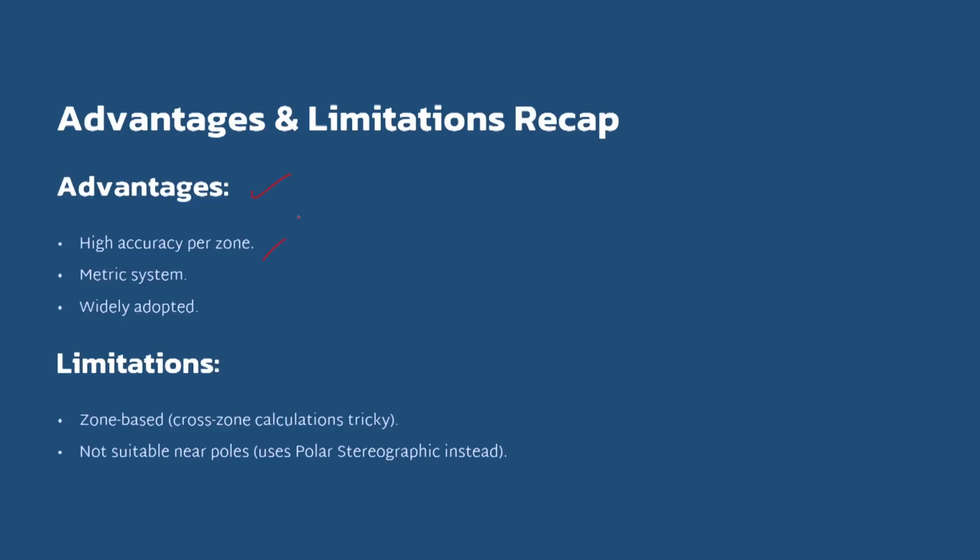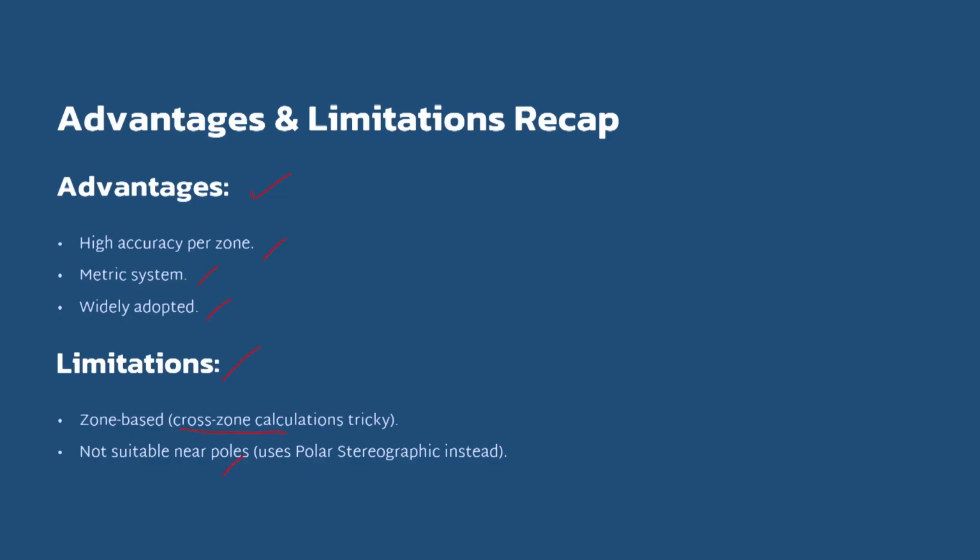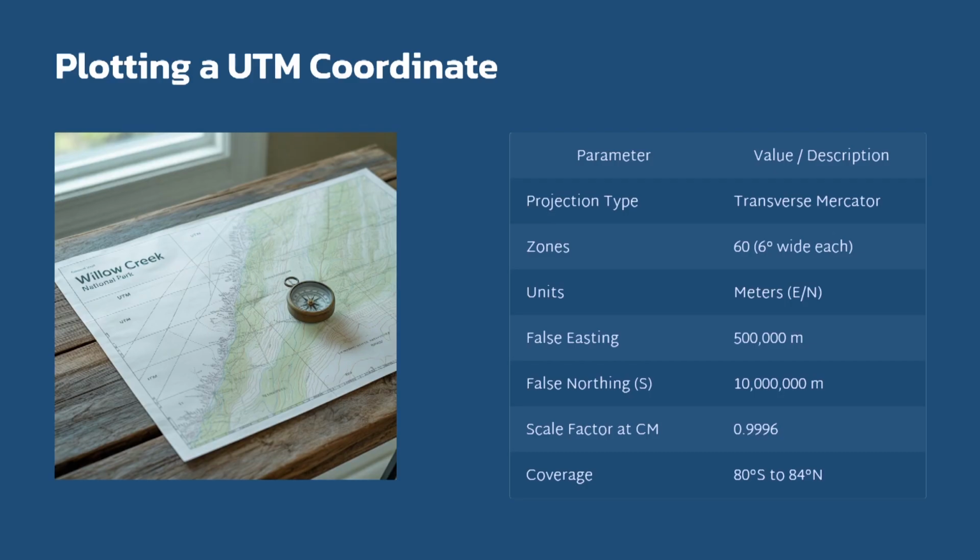These are the advantages: high accuracy per zone, metric system, widely adopted. And the limitations: it is zone based, cross zone calculation becomes somewhat tricky and very tedious, and it is not suited for polar regions. This is because in polar regions we see more distortion. And this is plotting the UTM projection. Already we have seen it: projection type Transverse Mercator, 60 zones, 6 degrees wide, unit in meters, false easting and false northing, scale factor and coverage.